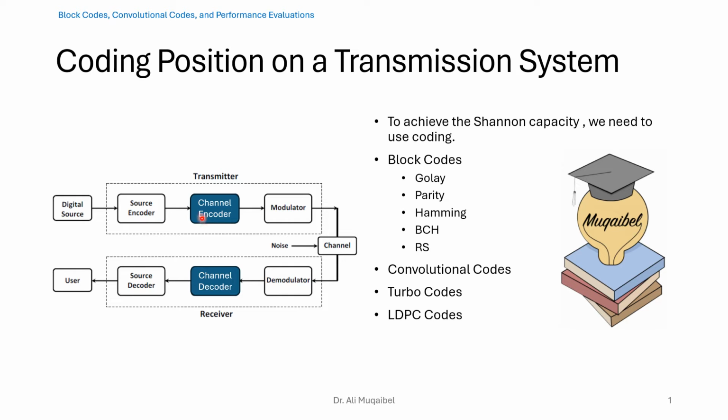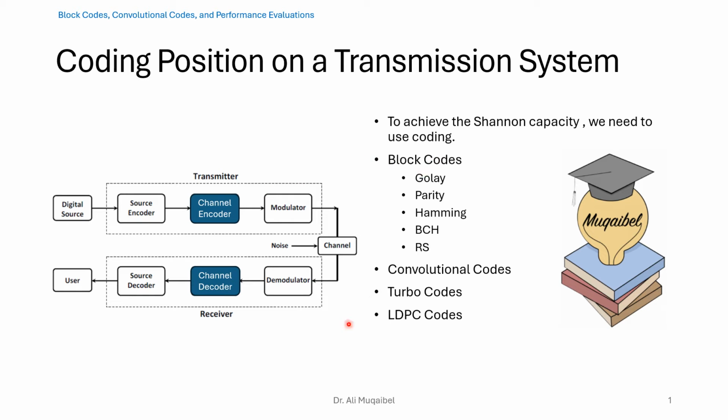To achieve Shannon capacity, to get close to capacity, to make use of the system, we need coding. If your system is very simple and you have enough bandwidth and just point to point, maybe you don't need this block. We have different types of coding.